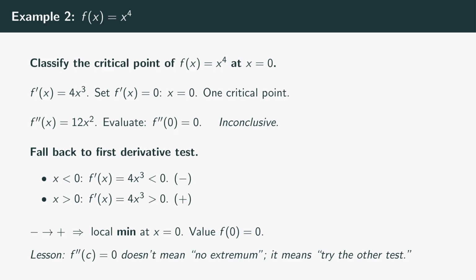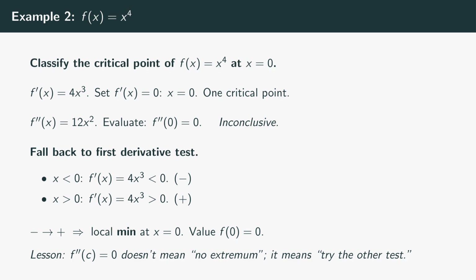Sign of f prime to the left of 0, 4 times a negative number cubed is negative. Sign of f prime to the right of 0, 4 times a positive number cubed is positive. Sign goes from minus to plus across x equals 0, so x equals 0 is a local minimum, with value f of 0 equals 0. And in fact, it's also the global minimum of x to the fourth.